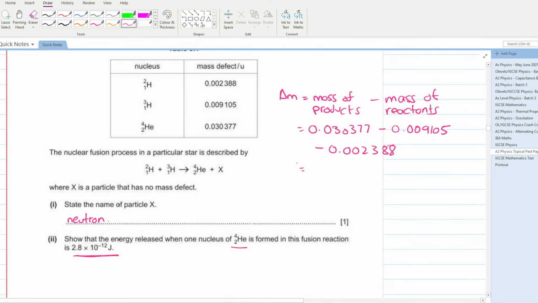Yes, 0.30377 minus 0.009105 minus 0.002388. This comes out to be 0.018884 u. Please remember this is in u. So you have your mass defect.